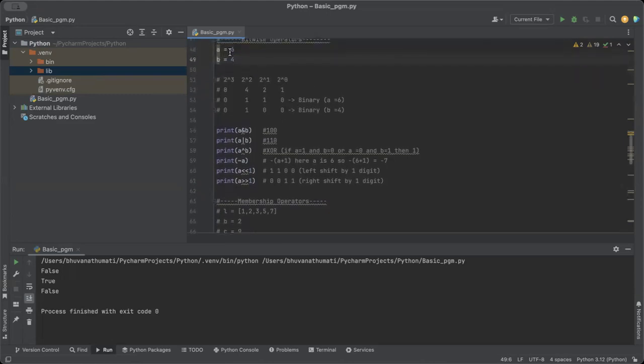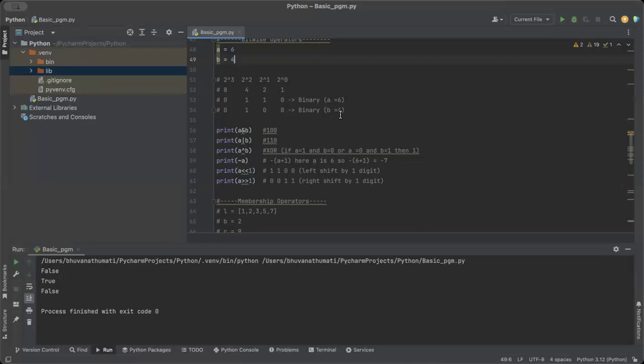So A I have taken as 6. So I am writing in binary format, that is 0, 1, 1, 0. So what are the combinations we get by adding these values to 6? So 4 plus 2 is 6. So that's why we kept here 1, 1 in place of 4 and 2. So 0, 1, 1, 0.